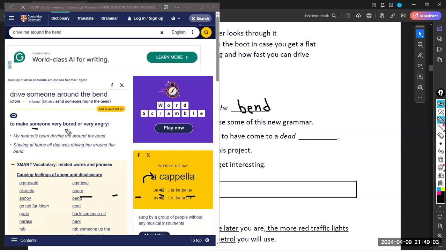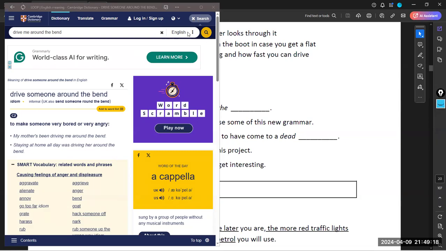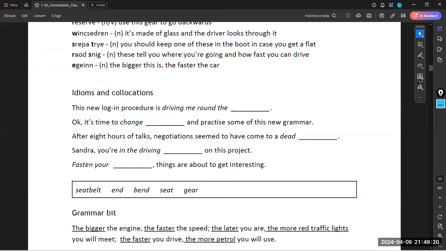To make someone very bored or very angry. So this is the meaning: drive someone around the bend. Bravo. So please, instead of saying angry, angry, angry all the time, it is really good to use this idiom to express your anger. So drive me round the bend. This is idiom number one. And let me cross out bend.